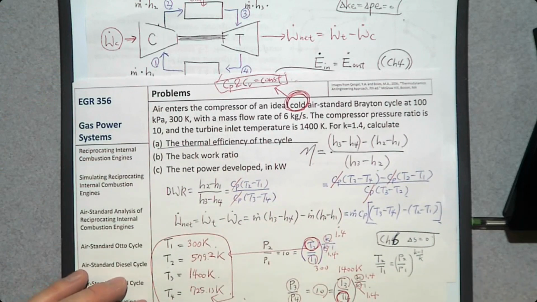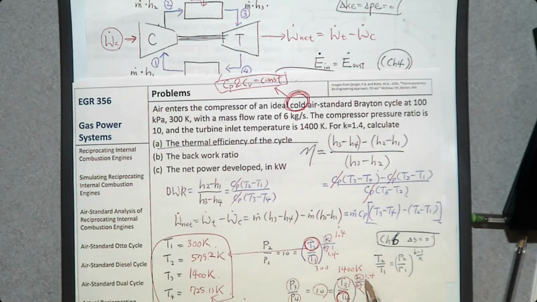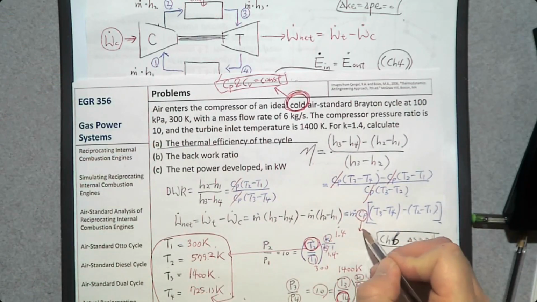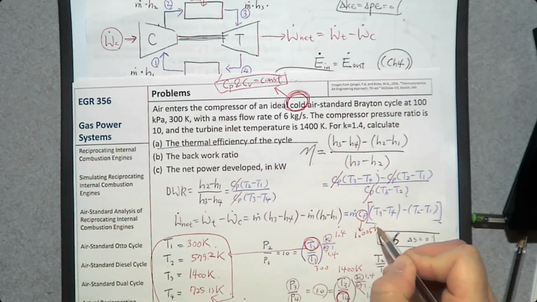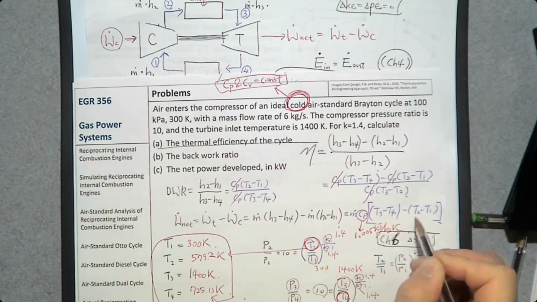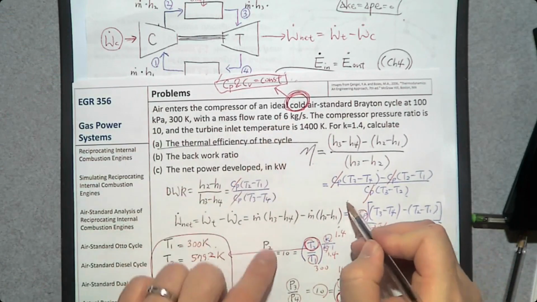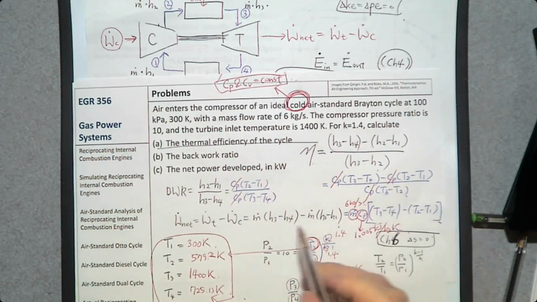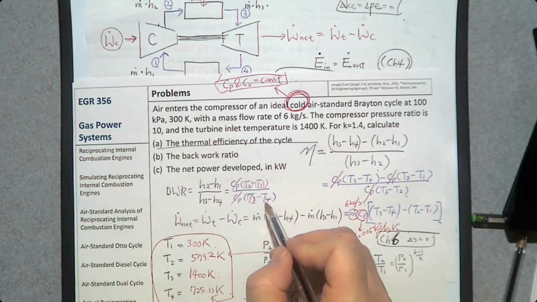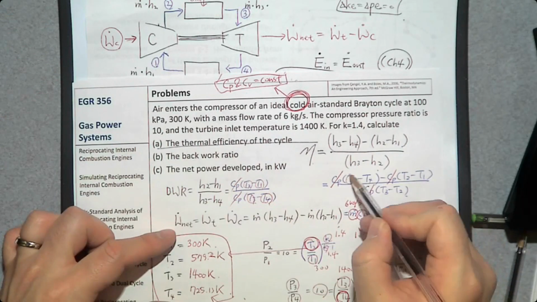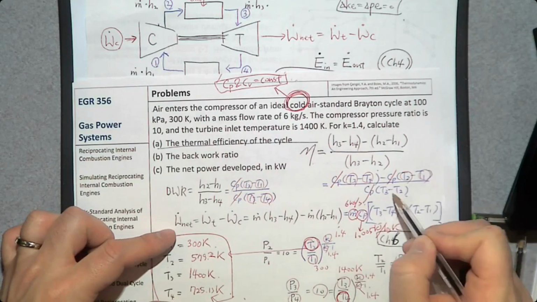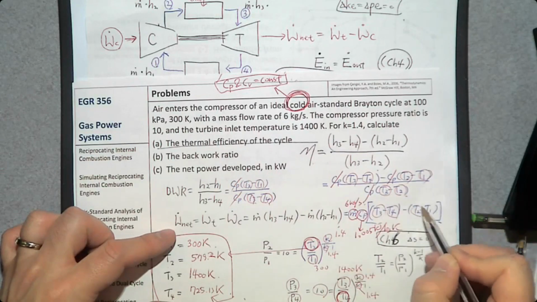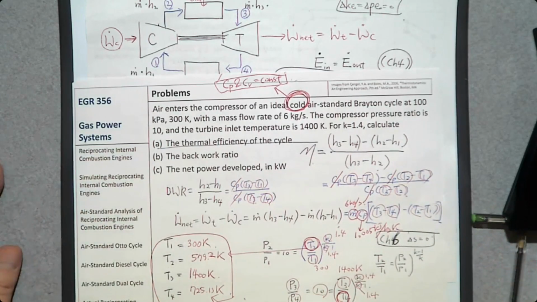And specific heat. Do we know specific heat? Let me give you the specific heat. It's 1.005 kilojoule per kilogram Kelvin. Now m dot is what? 6 kilogram per second. T1, T2, T3, T4, they're all given. So we can solve all of them.